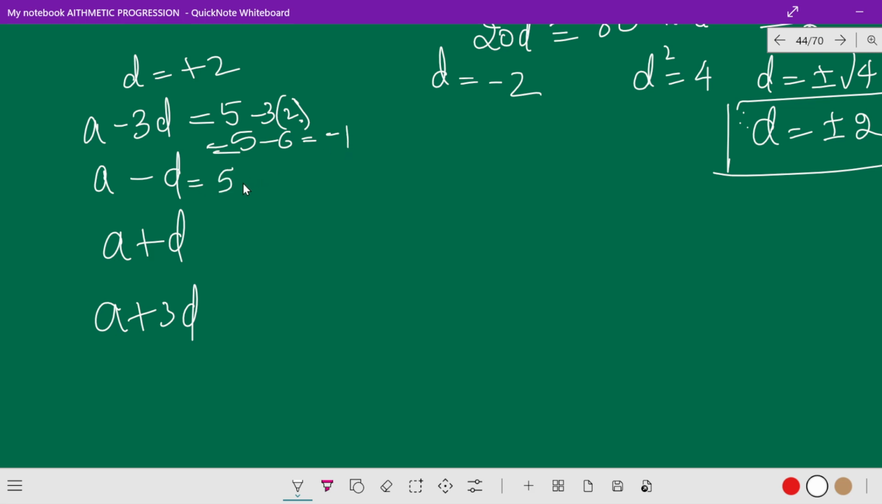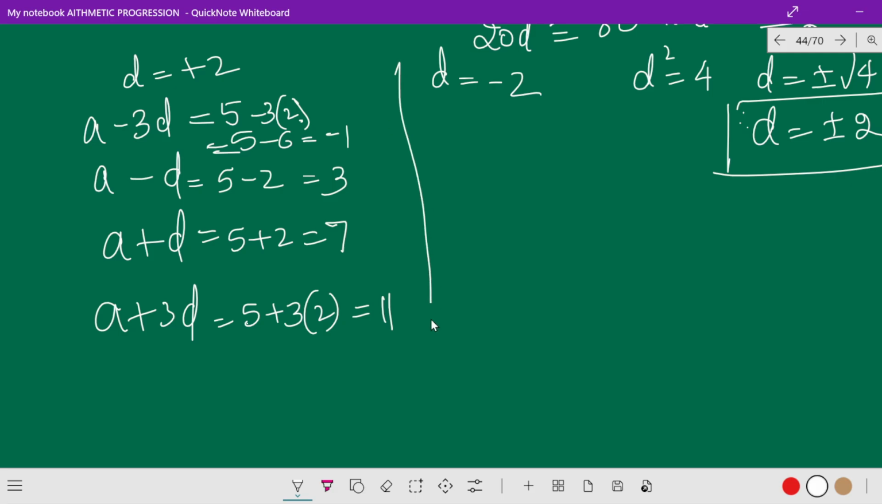This is 5 minus 2. The answer is 3. This is 5 plus 2. The answer is 7. This is 5 plus 3 into 2. The answer is 5 plus 6, 11. So if you put d as minus 2, again you write the AP: A minus 3d, A minus d, A plus d, then A plus 3d.